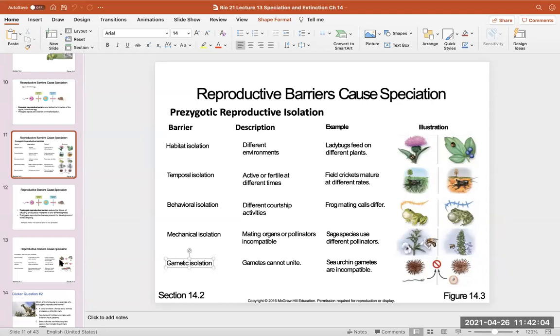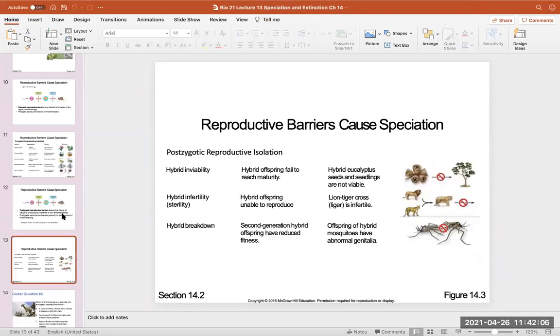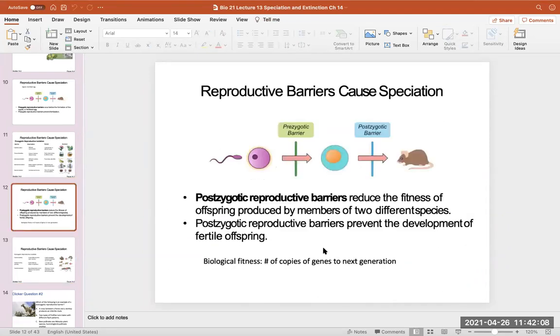Usually I see students having a hard time with the post-zygotic ones. With post-zygotic, you need to understand the fitness of the adult is reduced. Therefore, they're not going to be able to reach adulthood. If they do reach adulthood, they might not be able to reproduce. They're infertile. If they do reproduce, their offspring has reduced fitness. Therefore, it's not going to be in good health. There's going to be a breakdown of health.